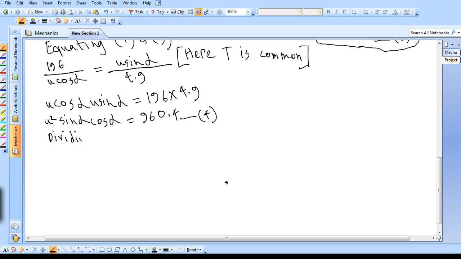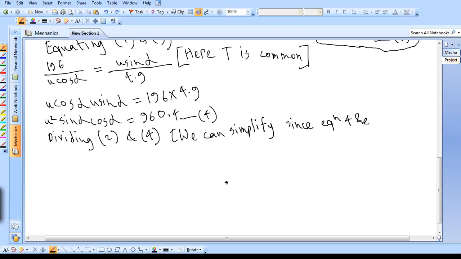So dividing 2 and 4, the reason is we can simplify, since equation 4 and equation 2 are in multiplication. Okay, so now let us see.